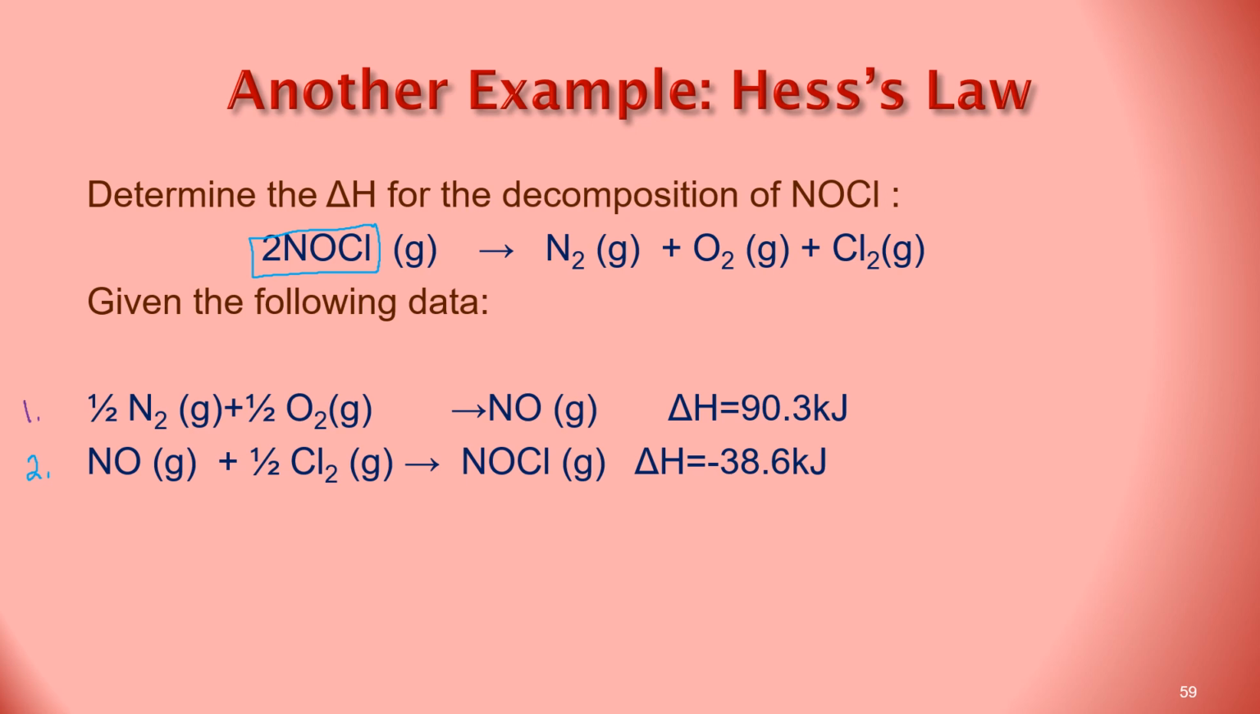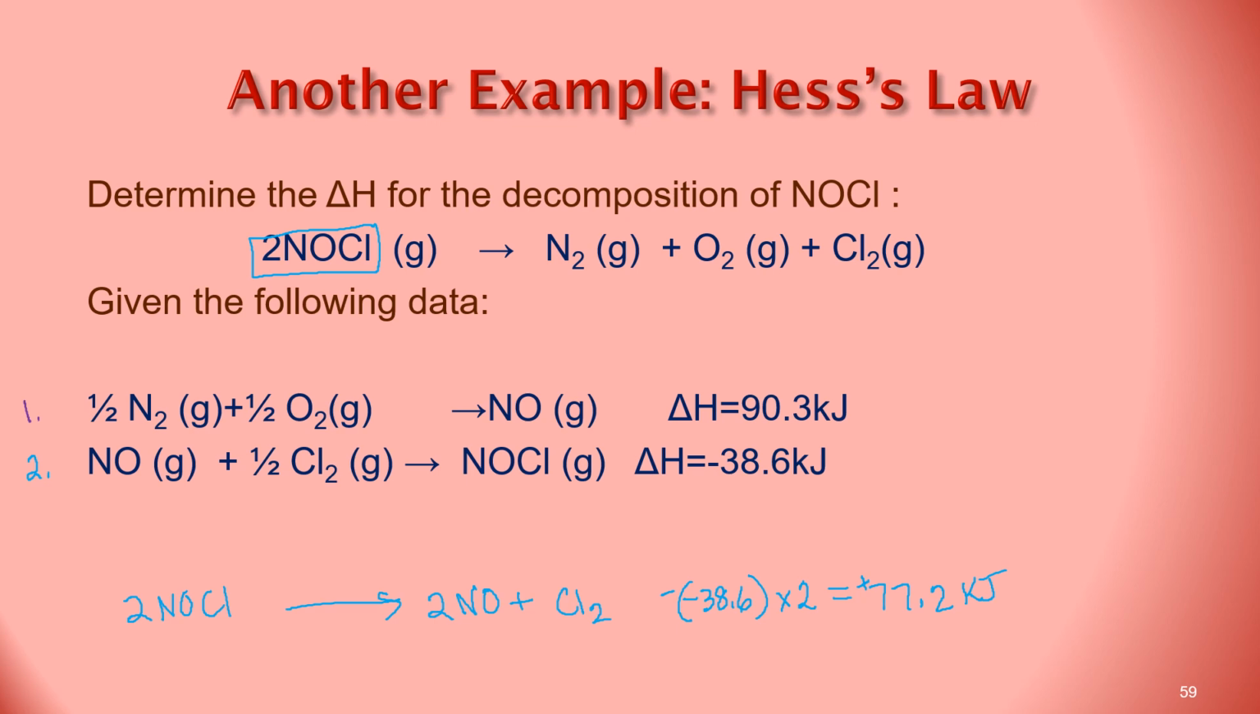This one looks a little simpler. Okay, so if I reverse, I get the NaCl on the left, and I want to double it, so let's write it here. 2 NaCl gives me 2 NO plus 1/2 times 2 is Cl, and I want to double my delta H, so negative 38.6. I reversed it, and I multiplied by 2. So this becomes 77.2 kilojoules positive.